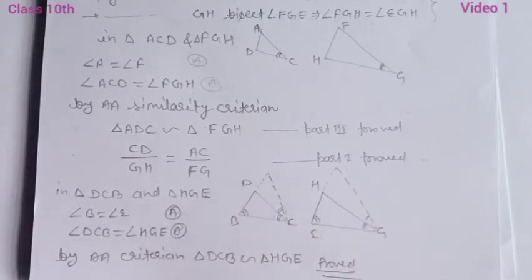So one angle is equal, and another, DCB is equal to HGE, so another pair of angles is also equal here. So students, again by using the double A criterion, triangle DCB is similar to triangle HGE. So students, all three parts we proved here.